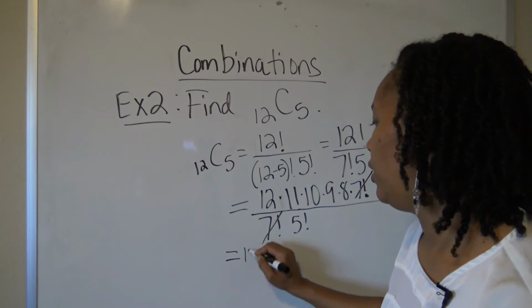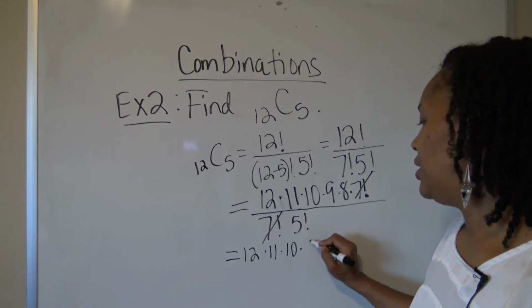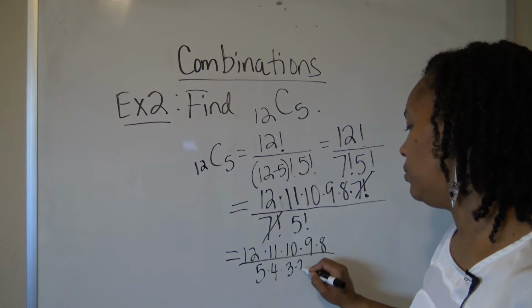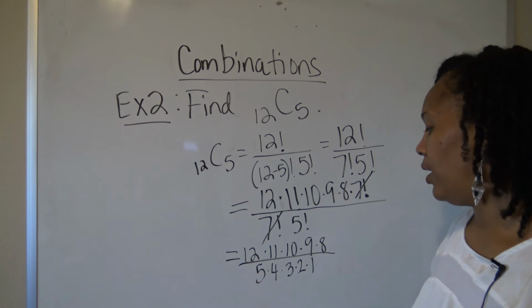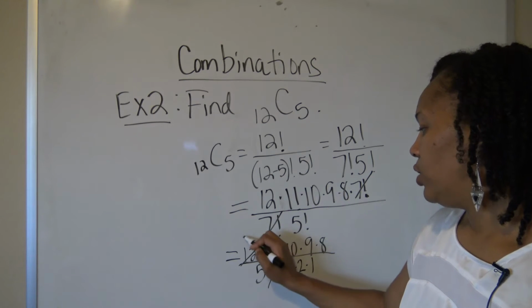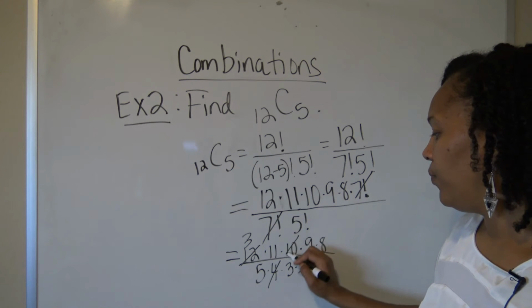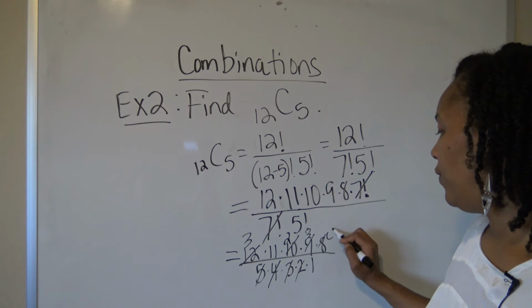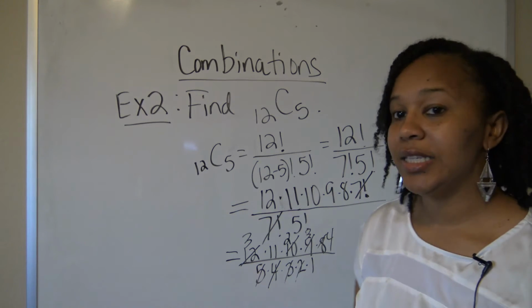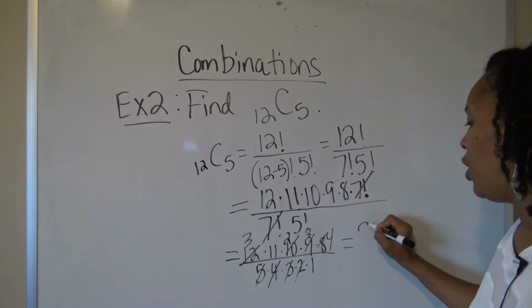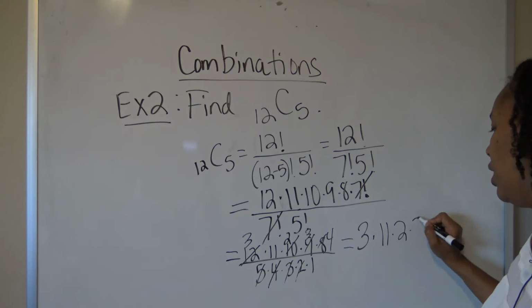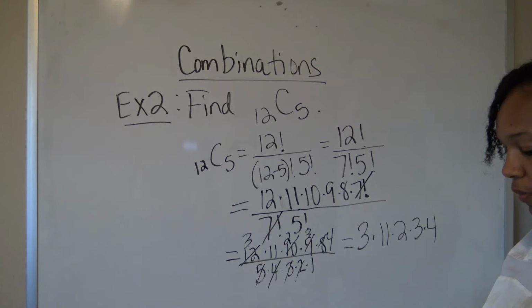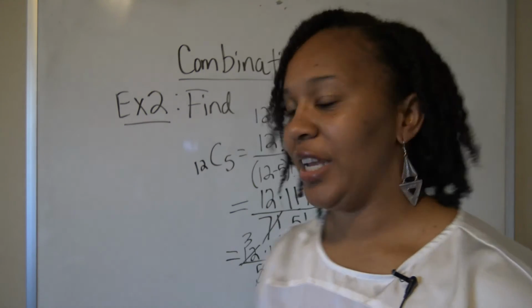And then that leaves me with 12 times 11 times 10 times 9 times 8 all over 5 factorial, which is 5 times 4 times 3 times 2 times 1. And you can start dividing stuff out. Like 12 divided by 4 is 3, so I'll cancel out the 12 and 4, and that makes 3. 10 divided by 5 is 2. 9 divided by 3 is 3. 8 divided by 2 is 4. That gets rid of everything in the denominator, and that leaves me, in the top, with 3 times 11 times 2 times 3 times 4. And if you multiply that out, you get 792.